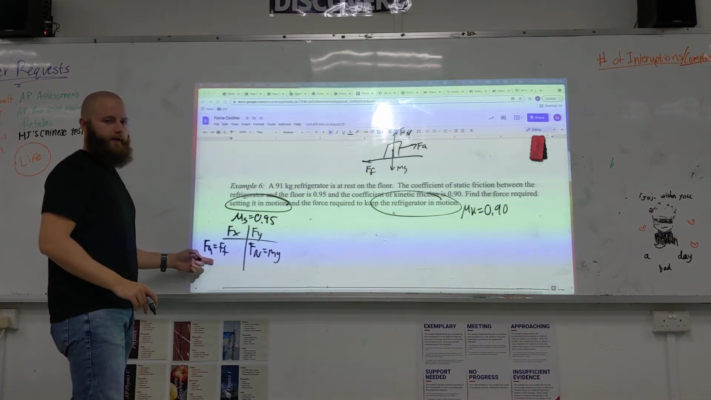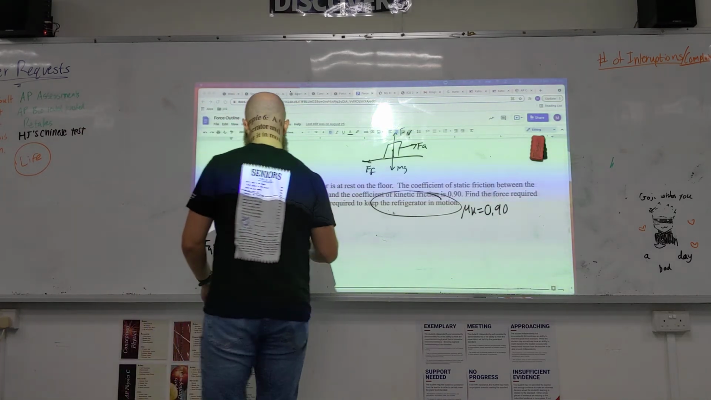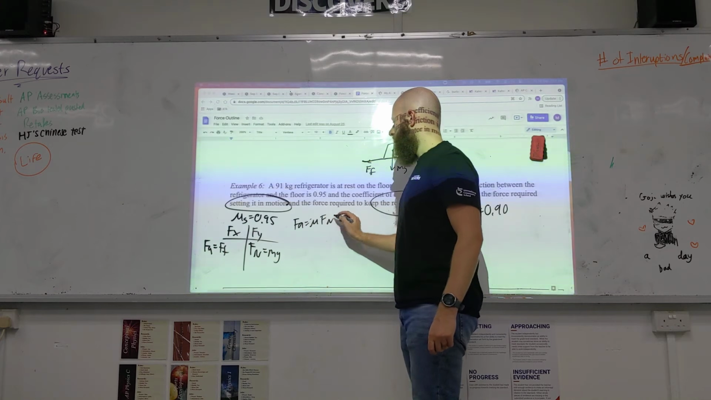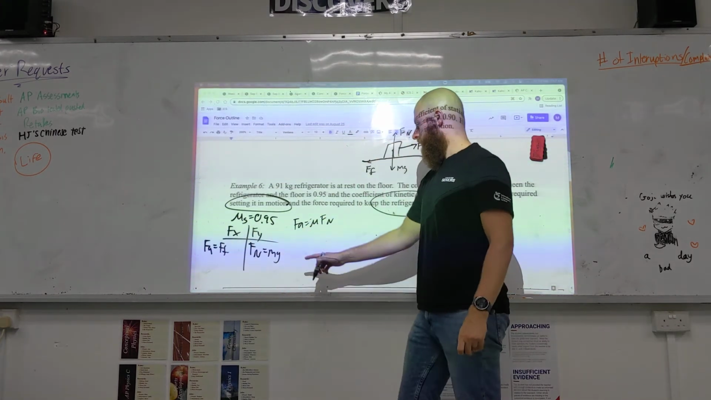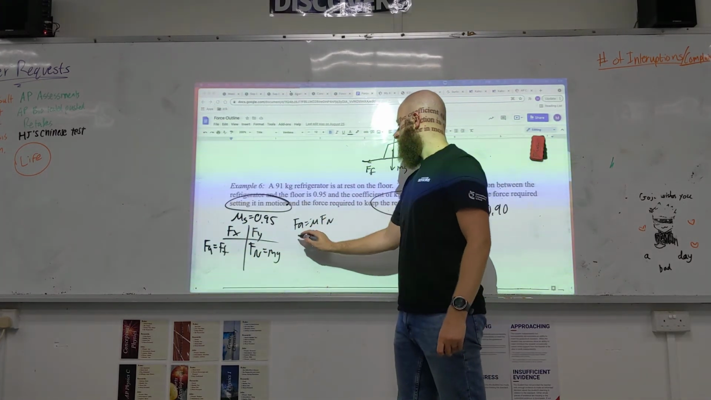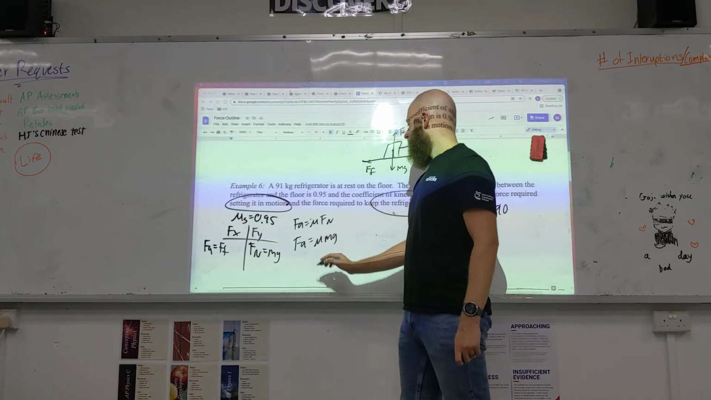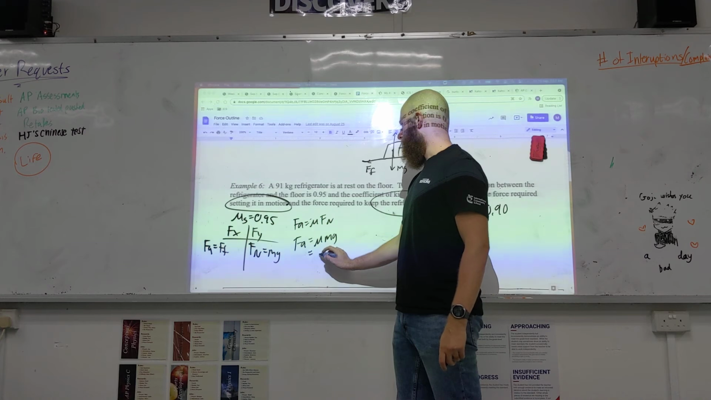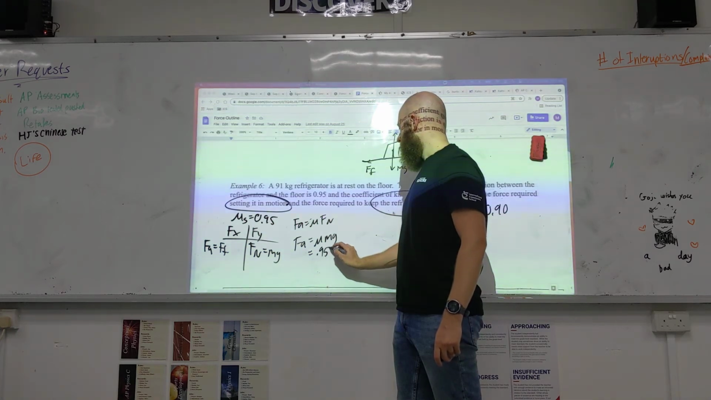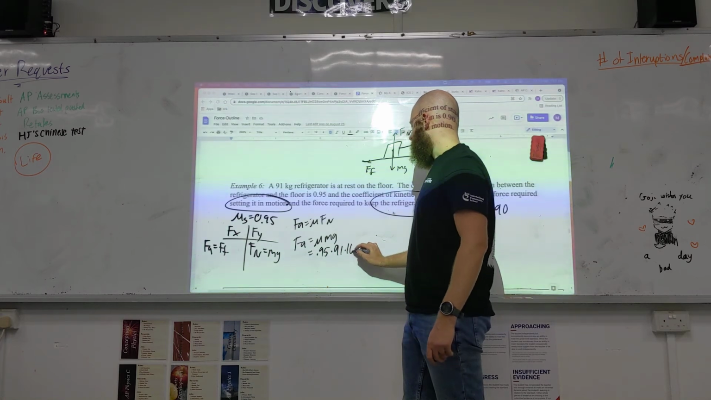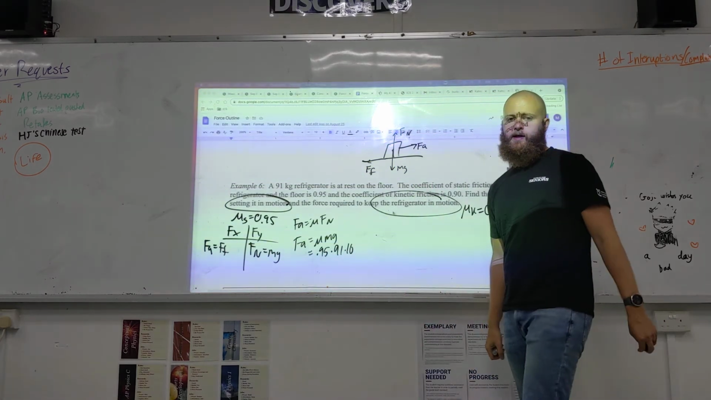So we need to find Fa. So let's go ahead. Fa equals mu Fn, right? That's my formula for Ff. Then I know Fn equals mg. So I have Fa equals mu mg. So then I just need to plug in. So it would be 0.95 times 91, the mass of my refrigerator, times 10. Okay? And I can solve for that answer.